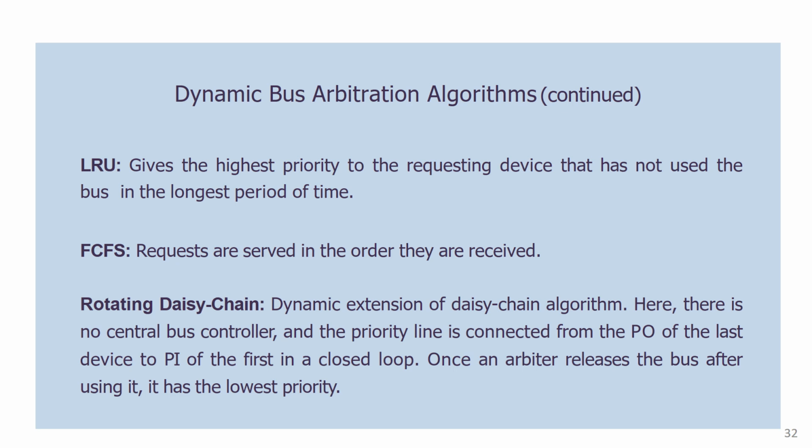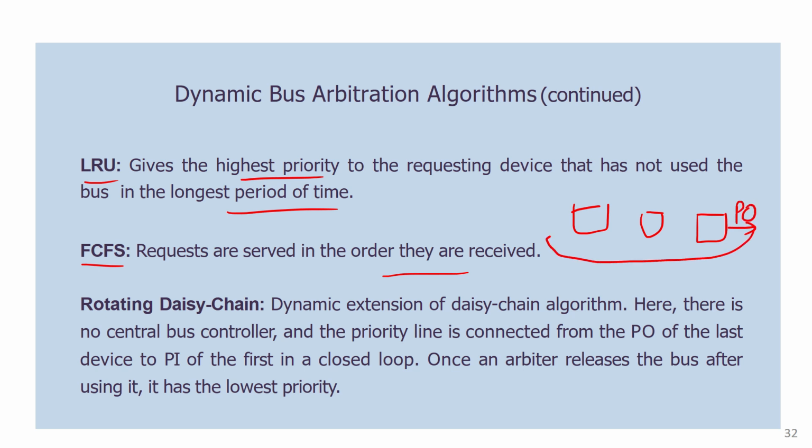In LRU, the highest priority is given to the requesting device that has not been used in the longest period of time. So least recently used means the one that has not been served for a long time will be given the priority. For FCFS, requests are served in the order they are received, so first come first serve. In the rotating daisy chain, let's say these are the three processors, so the PO of the last one is connected to the PI of the first one. This is how the value is transferred.